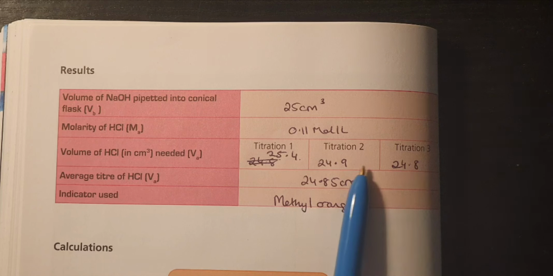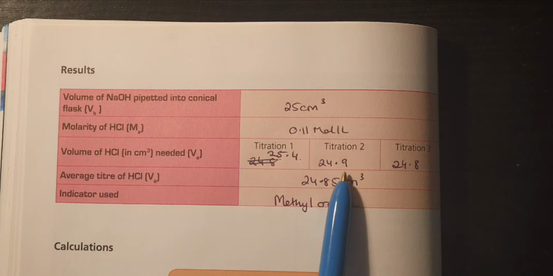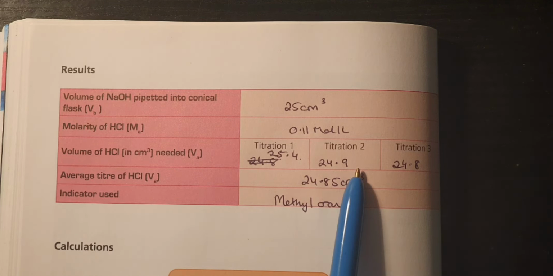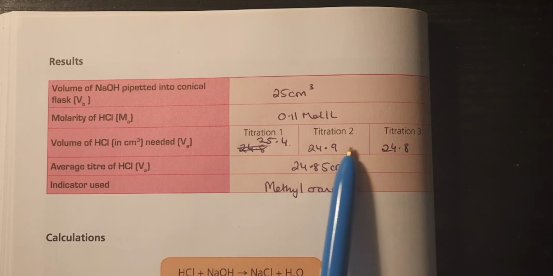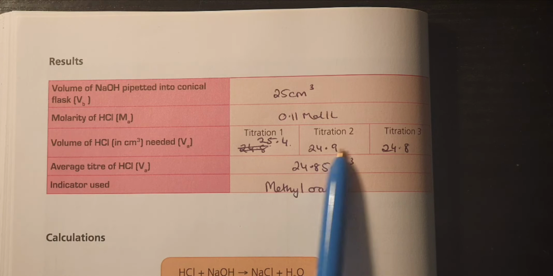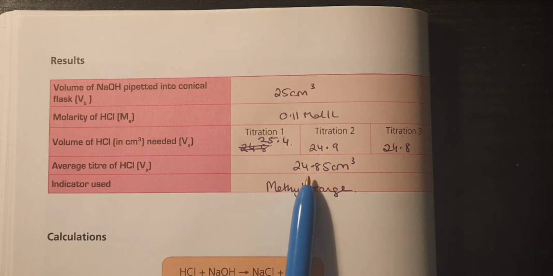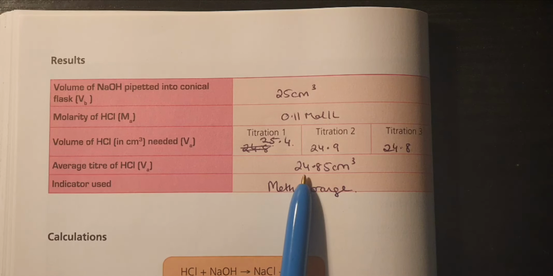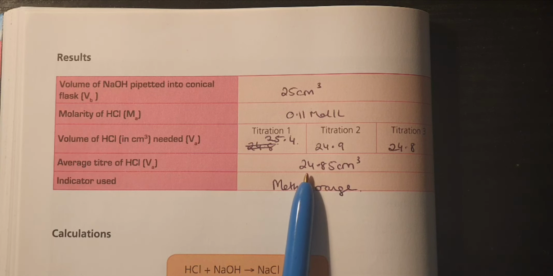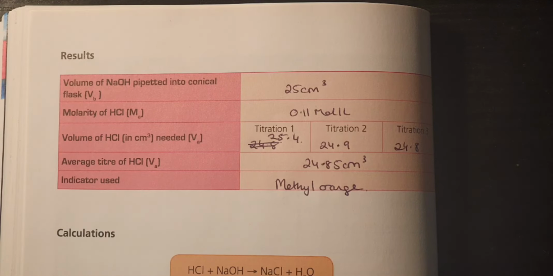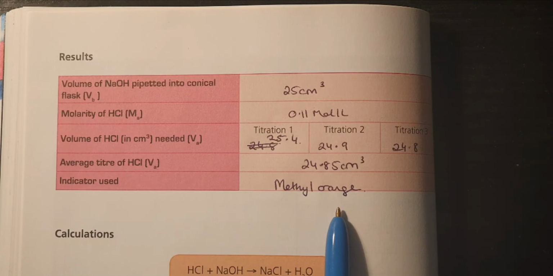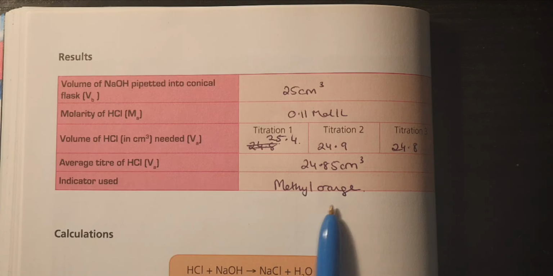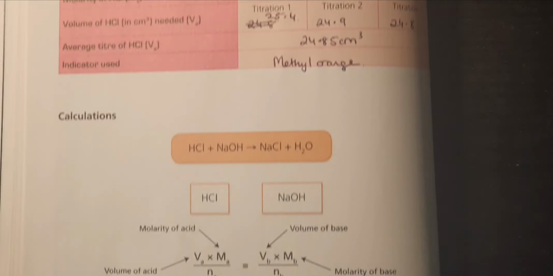Then we have two titrations that are roughly the same, and they're in agreement of 0.1. So for the average titer, I'm going to take the two closest titrations, add them together, and divide by 2, and I'll get this number. This is my average titer that I'm going to use in the calculation to find out the molarity of the sodium hydroxide. Okay, so methyl orange was the indicator because it's a strong acid and a strong base.